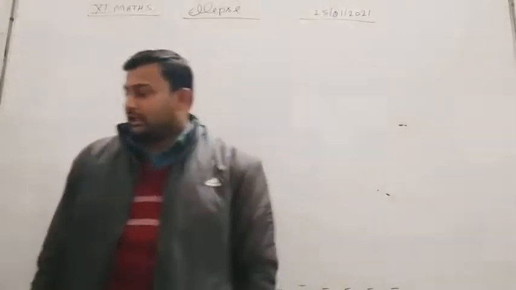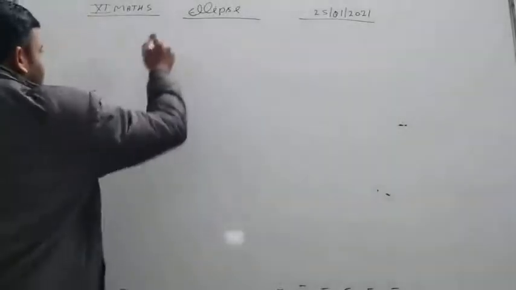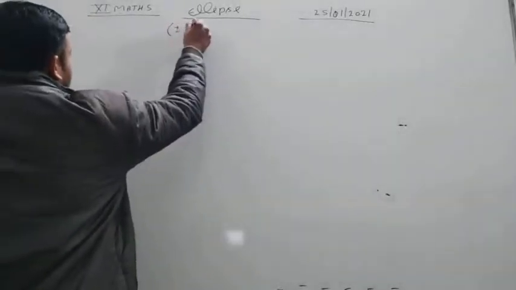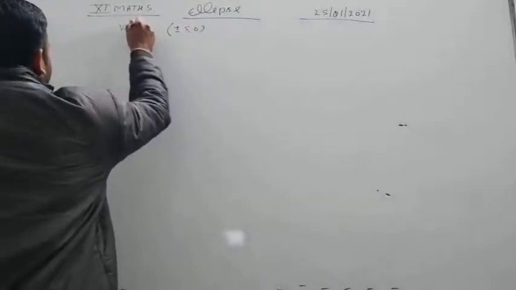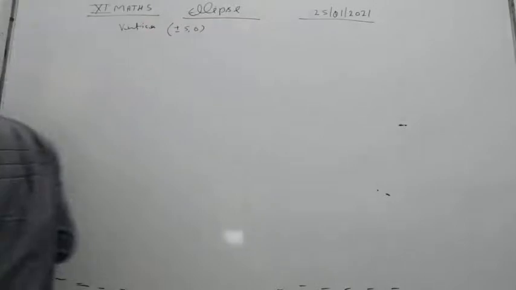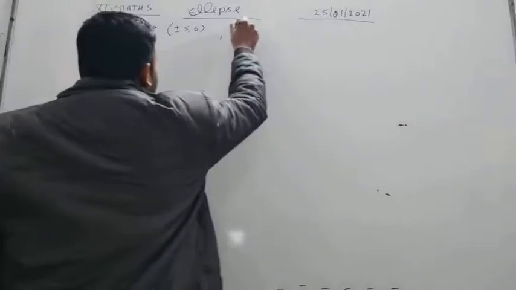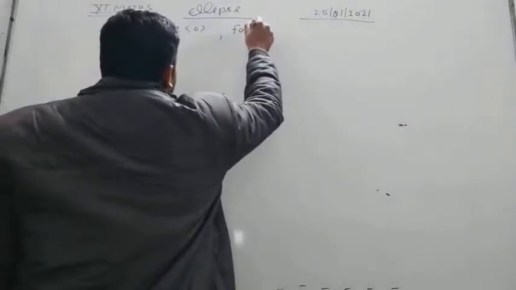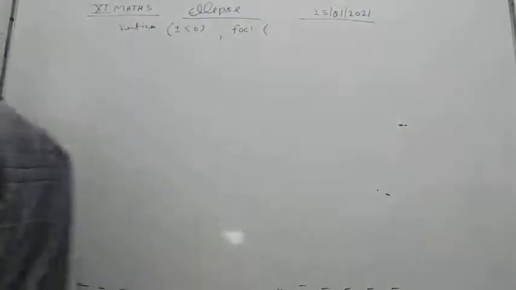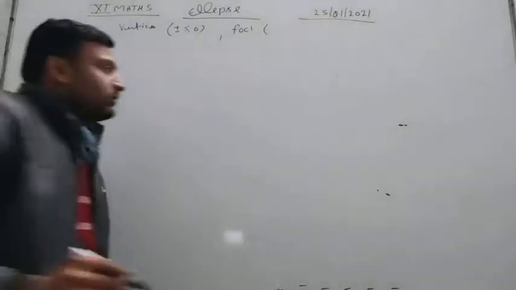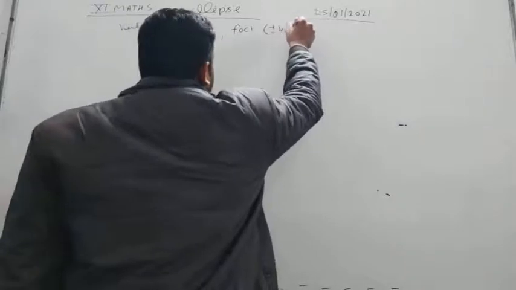Okay. So, our first question is: find the equation of the ellipse whose axes are along the coordinate axes, vertices are plus minus 5, 0, and focus is given to us as plus minus 4, 0.